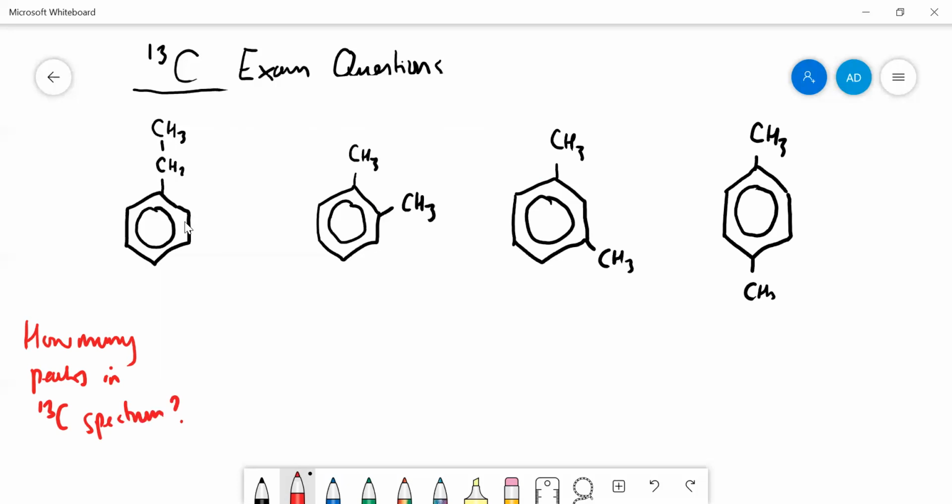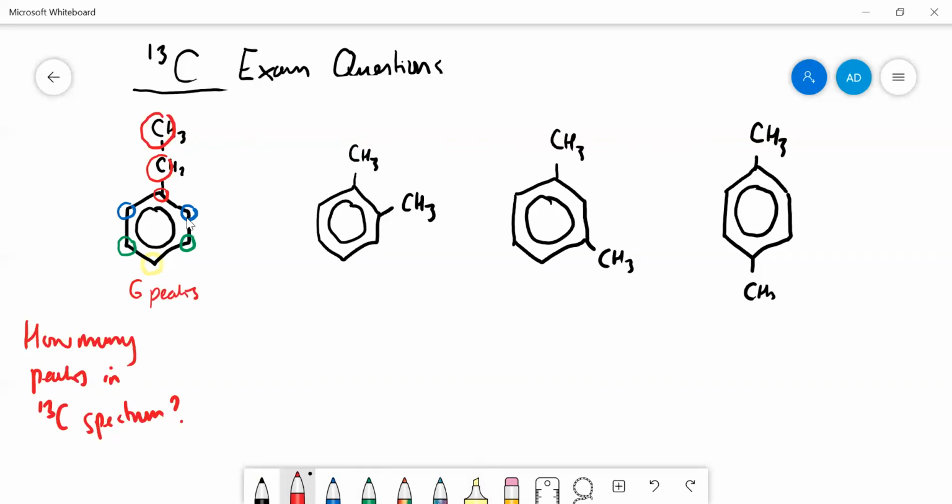So let's look at this first one. This carbon here is clearly different to any of the others, so that's 1. And this one here is different to the others, that's 2. This one here, that's different. But then if you look at that one, which I'll do in blue, well, that's exactly the same as this one here. And that one in green, well, that one's the same there because you've got symmetry. And finally, you've got this one here, which is different as well. So that would give you a total of 1, 2, 3, 4, 5, 6. You get 6 peaks in the spectrum.